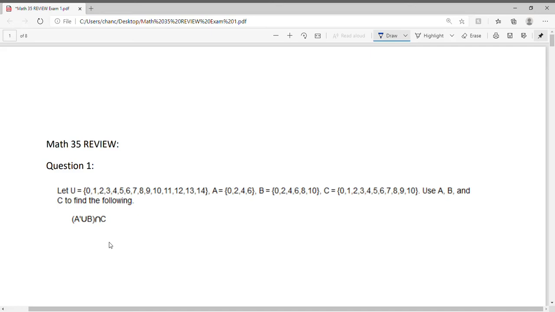Let's review for the exam. Question 1. I want to find A complement union B and then intersect that with C.